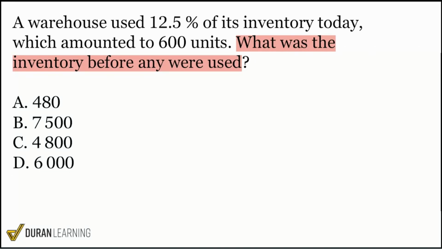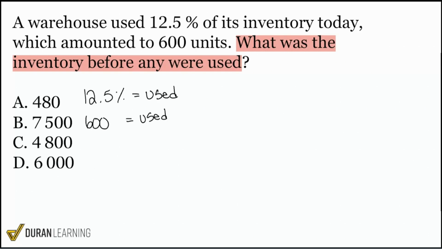Here's the second hint. Let's read through the context. It says, a warehouse used 12.5% of its inventory today, which amounted to 600 units. Let's read that again. They used 12.5%. So again, 12.5% equals the percentage used, and that is the same as 600 units. 600 units were used. Everybody, do we see the connection?